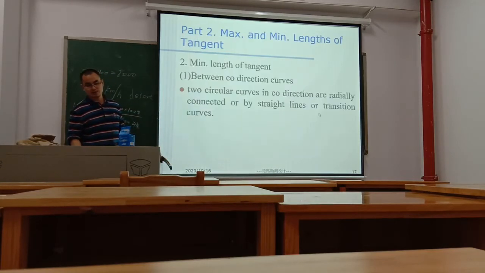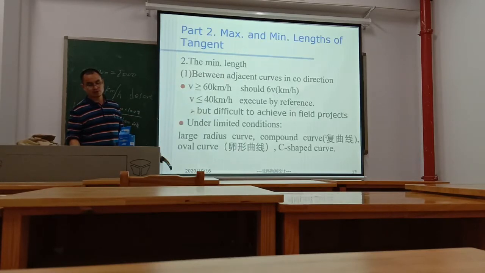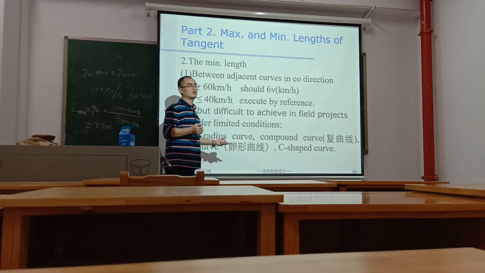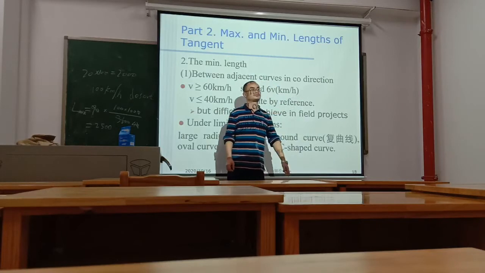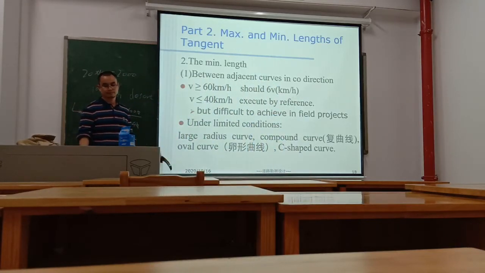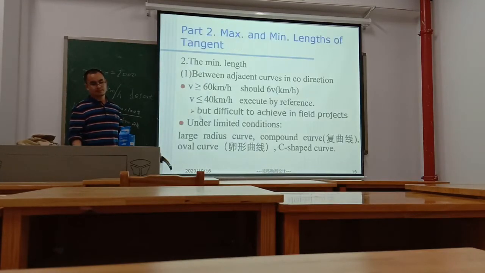Between adjacent curves in the same direction, connected by straight lines or transition curves, the minimum length of the tangent is six times the velocity, where the unit is kilometers per hour. But this is difficult to achieve in field projects under limited conditions.